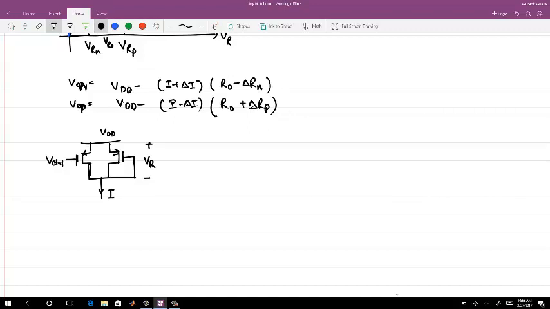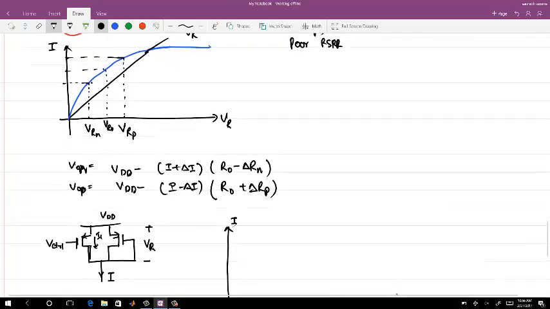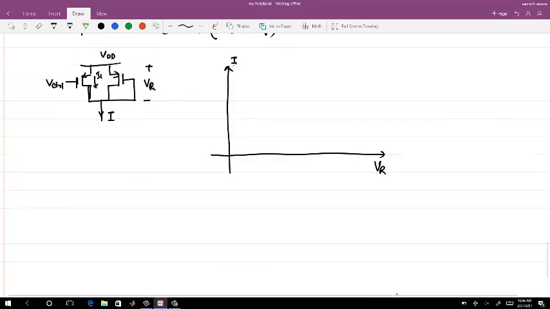So what is this? If you plot the I versus VR characteristics for the same, so this is VR, this is I. Let me say if VDS is equal to 0 in this case, which is VR equal to 0, what will be the current through this transistor I1? This will be the same as what we have seen as a square law with respect to VR, right?